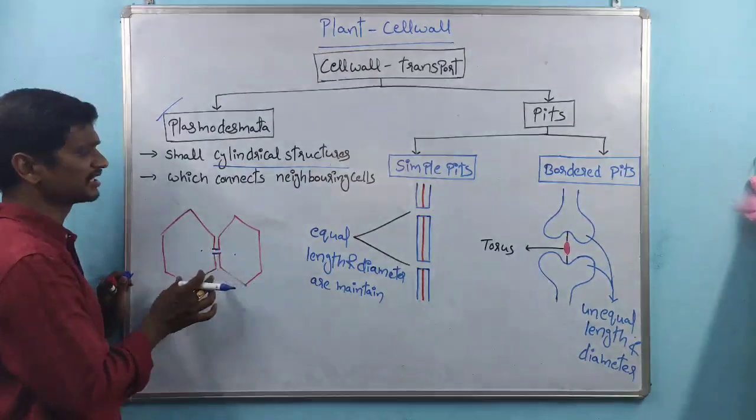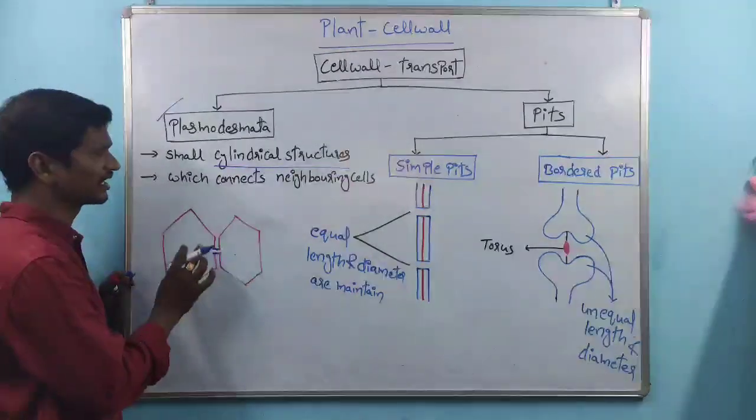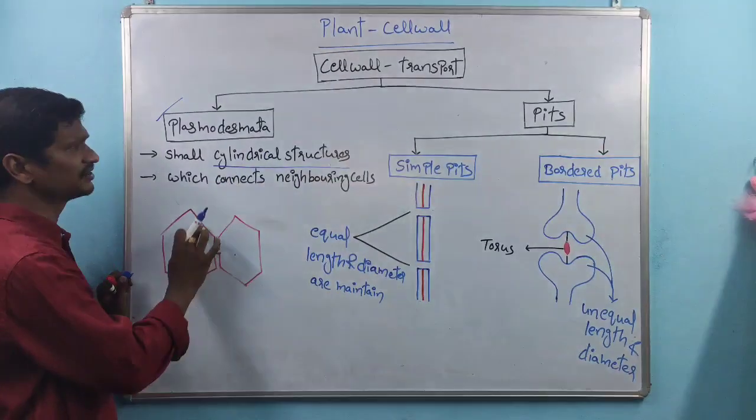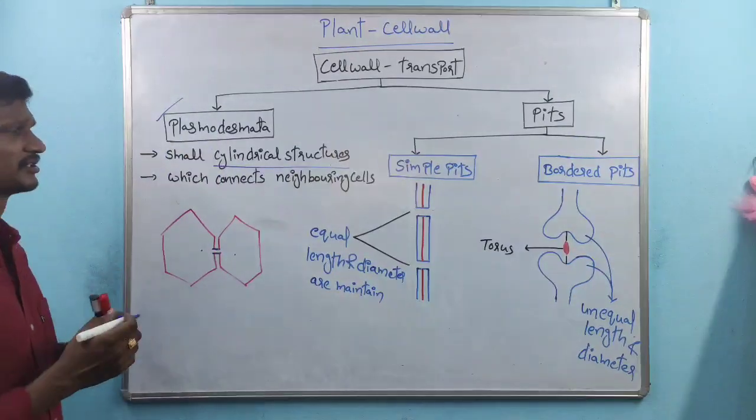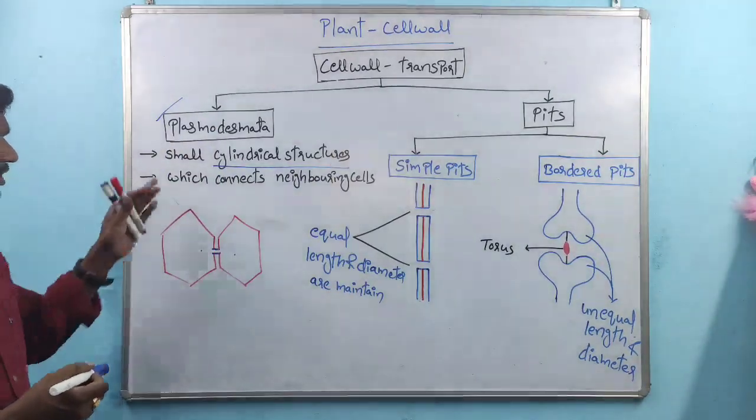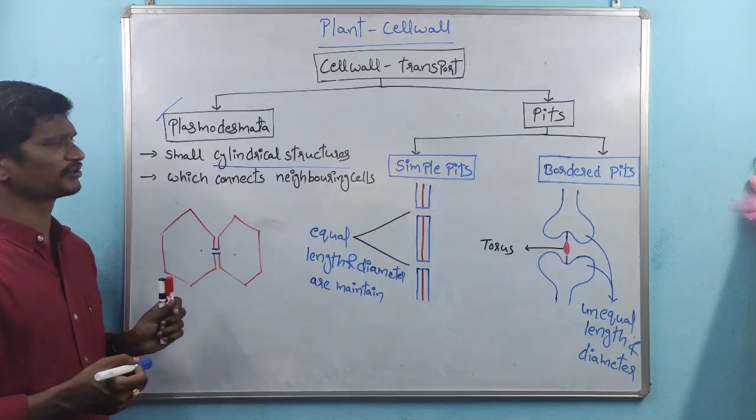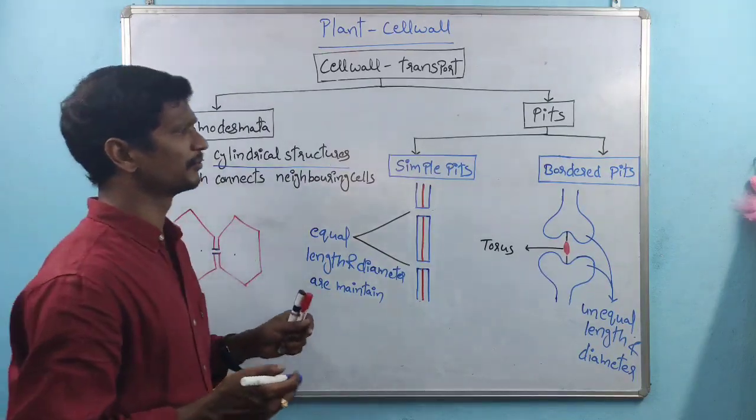So all these cells are connected from one cell to another cell by cylindrical structures. These are called plasmodesmata, right? So plasmodesmata are involved in the transportation process. Okay, and coming to the next one, pits are there.